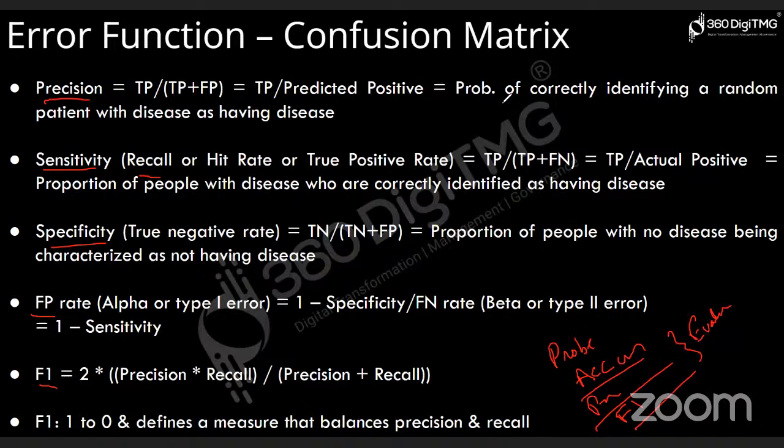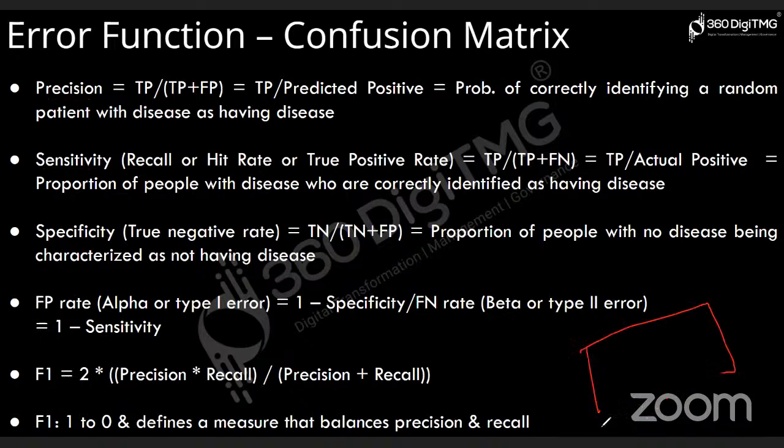Let me tell you one thing. We have a 2 into 2 matrix. This is true positive, false positive, true negative, false negative. Sorry, false negative is this, true negative this. Out of these 4 units, let us check the accuracy.